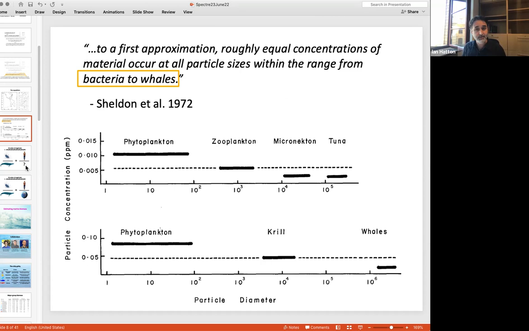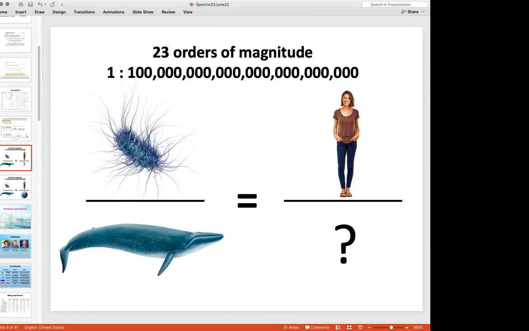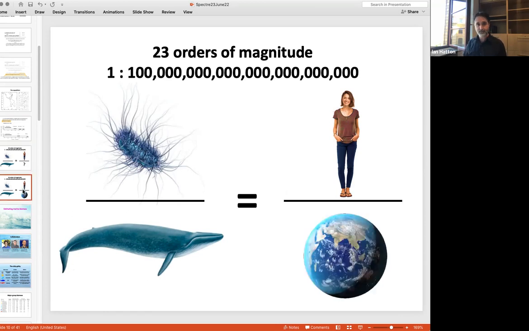So 23 orders of magnitude, that's what we're talking about when we say bacteria to whales. A small bacterium to the size of a blue whale, that ratio of mass is about the same as, say, you to the mass of... I wonder if you have a sense of what that might be, because it really is astronomical. It's not the mass of all humans on Earth. That would only be about 10 orders of magnitude. It's not the mass of all of Earth's water, which is about 19 or 20 orders of magnitude. It's the mass of the entire Earth, right down to its molten core. So that's what we're talking about with this hypothesis.